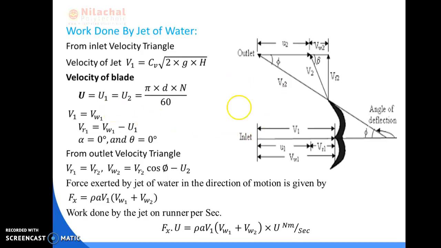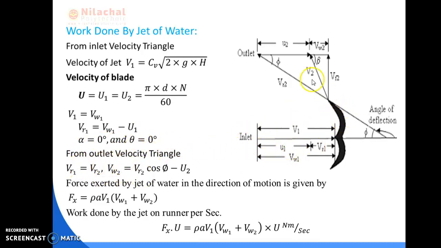If d is the diameter of the blade, then the velocity of the blade will be equal to pi d n by 60, where n is the speed of the shaft in RPM. Now from the inlet triangle, we have V1 equal to Vw1. Relative velocity is the difference between the velocity of the jet and the velocity of the blade, that is V1 minus U1. But V1 is equal to Vw1, so directly we write Vr1 is equal to Vw1 minus U1. Alpha is 0 degree, theta is 0 degree.